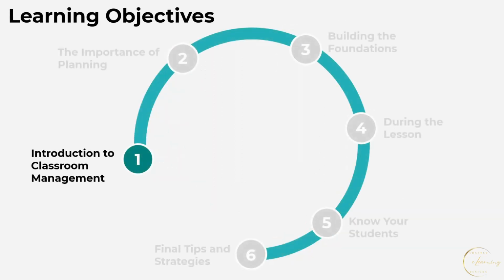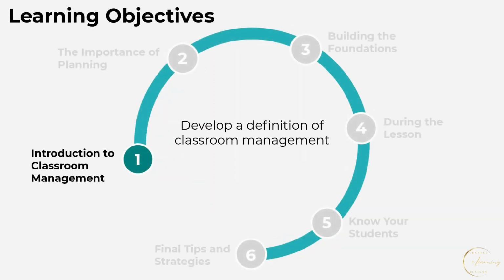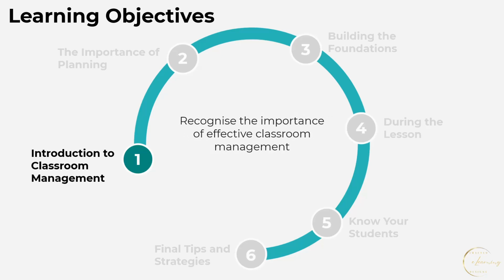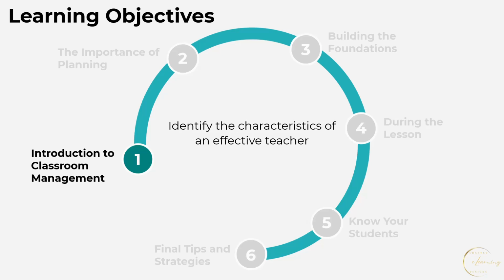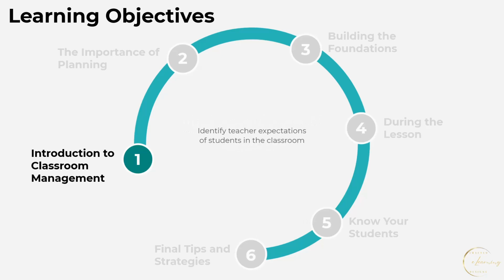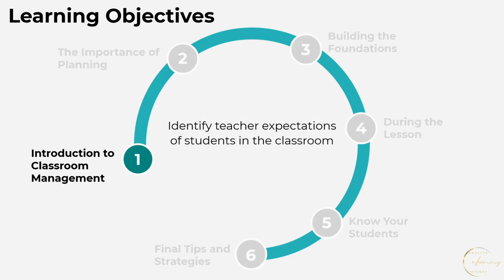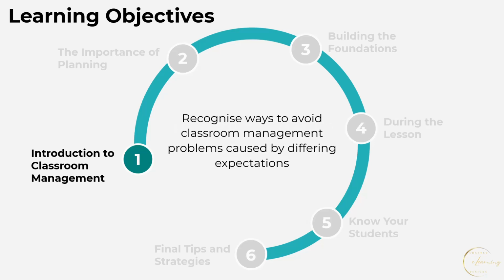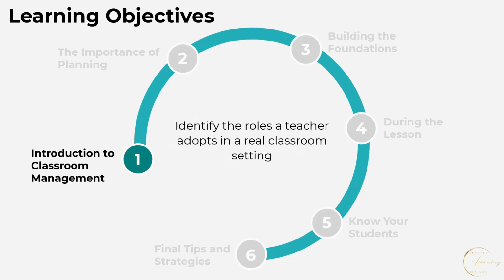We'll identify some causes of these behaviors and also look at some solutions. In this unit, you will develop a definition of classroom management, recognize the importance of effective classroom management, identify the characteristics of an effective teacher, identify the different roles teachers adopt in the classroom, recognize the factors that affect the role a teacher adopts, identify teacher expectations of students in the classroom, recognize ways to avoid classroom management problems caused by differing expectations, and identify the roles a teacher adopts in a real classroom setting.